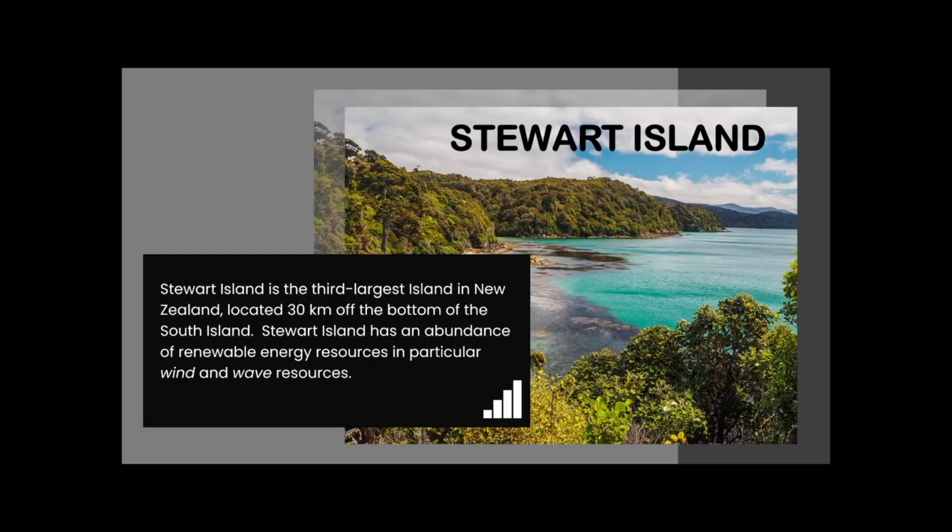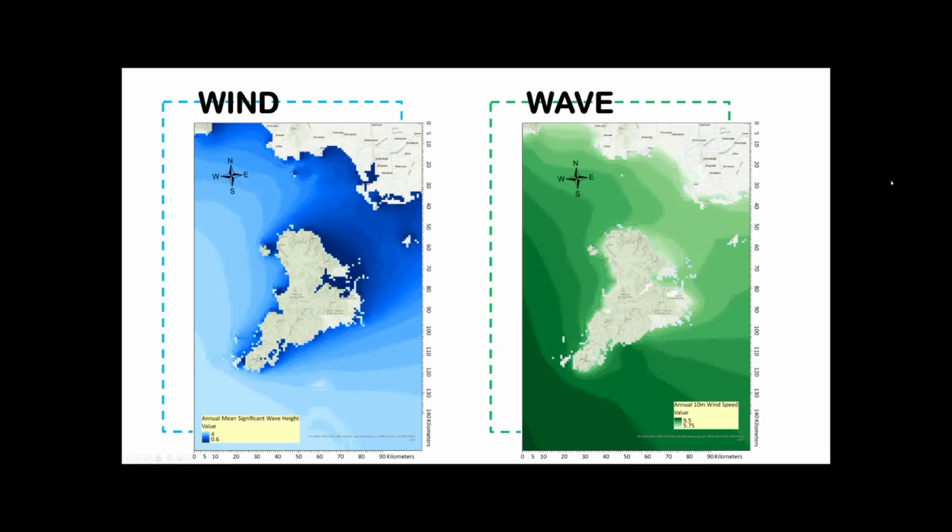Stewart Island is the third largest island in New Zealand, located 30 kilometres off the bottom of the South Island. Stewart Island has an abundance of renewable energy resources, in particular wind and wave. Shown here are the energy resource maps around Stewart Island for both wind and wave.